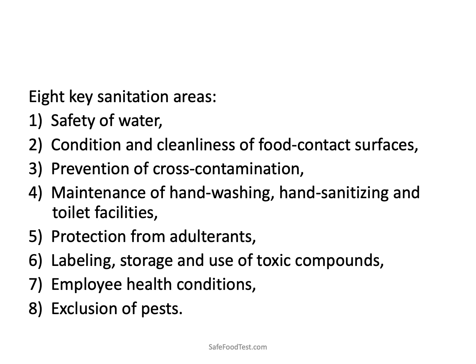Number 5, protect the food packaging and food contact surfaces from adulterants. Number 6, labeling, storage, and use of toxic chemicals and compounds. Number 7, employee health conditions. And number 8, exclusion of pests. You shall monitor and correct these 8 areas.